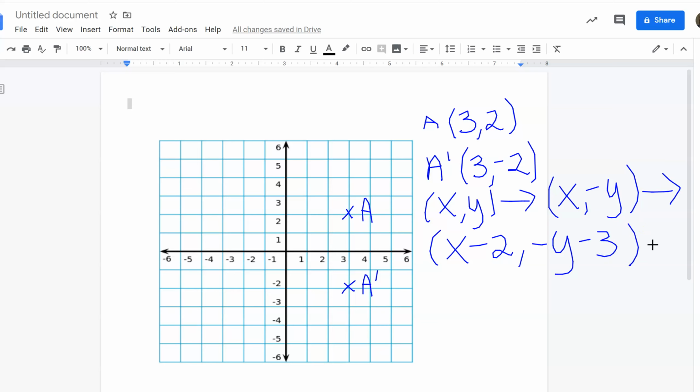Okay, so I take my point A prime, and I go to the left 2, and then down 1, 2, 3. Okay, here is my A prime prime. So my A prime prime would be the point 1, negative 5.